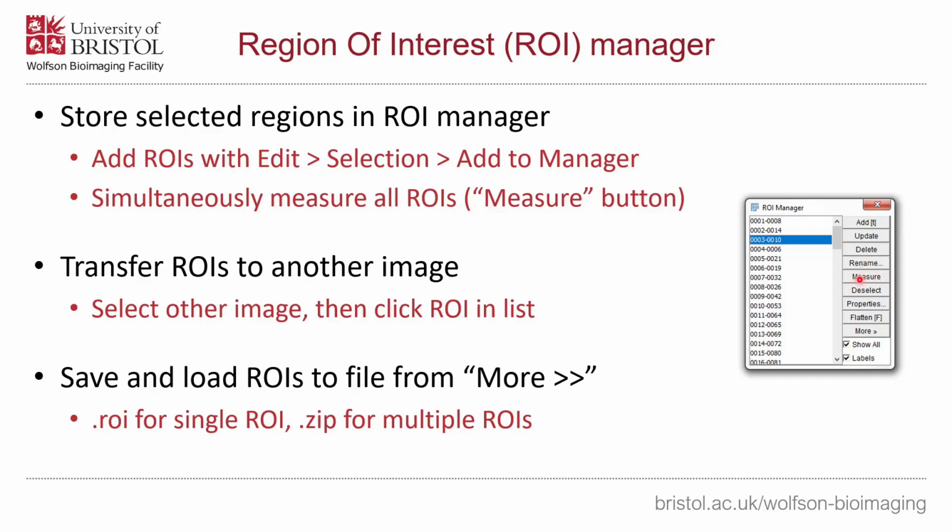Other features are, once you've got your measurements and your regions here, you can make a measurement of one or all of the regions simultaneously. This is similar to going to Analyze and Measure, but it does it for all of those regions, so that makes that kind of analysis a bit quicker. Also, if you've got these regions and you want to store them for later, you can go to More and then use the Save or Load options to store them or load them from file.